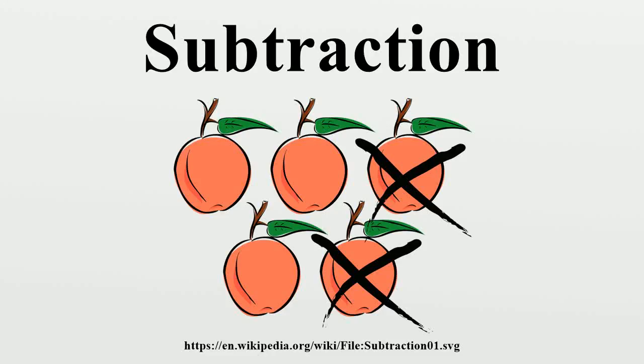Subtraction is a mathematical operation that represents the operation of removing objects from a collection. It is signified by the minus sign. For example, in the picture on the right, there are 5 minus 2 apples, meaning 5 apples with 2 taken away, which is a total of 3 apples. Therefore, 5 minus 2 equals 3.